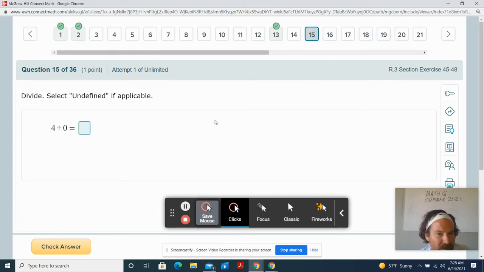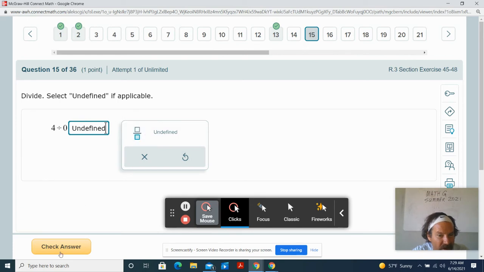Division. Okay, it says divide and it says select undefined if applicable. Okay, there's one thing we can never ever do in math, and we can never divide something by 0. So any number divided by 0 is going to be this word that's called undefined. And I think if you select the box here, it gives you a choice to just go undefined there, and then you can check the answer.